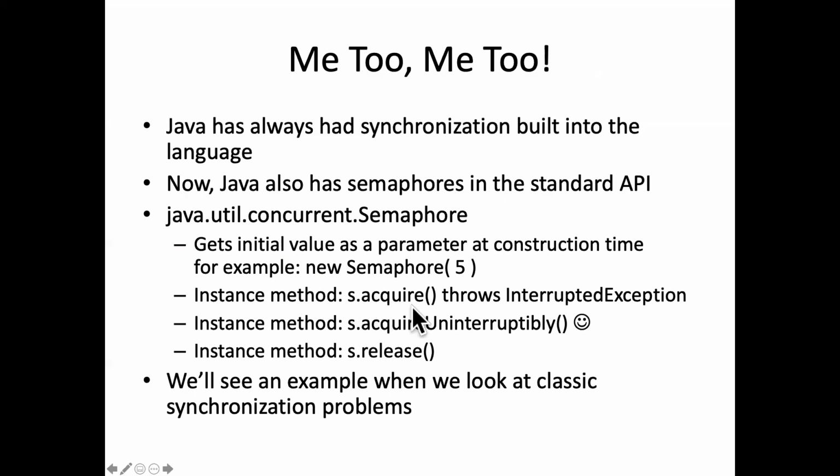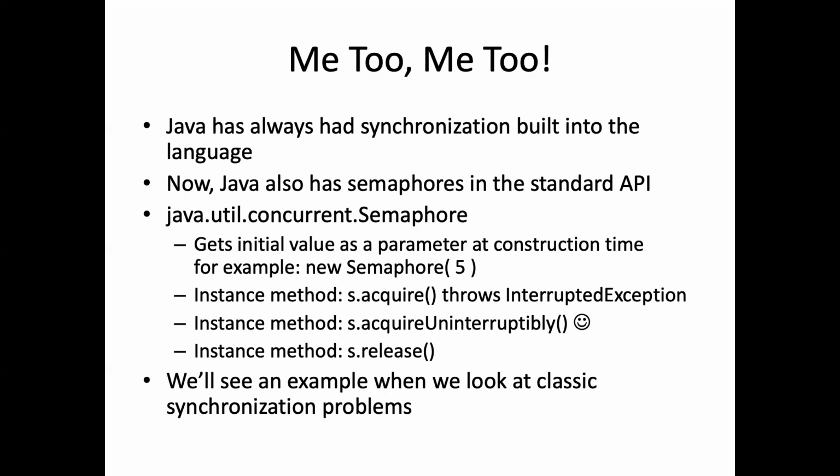If you don't want to have to worry about that, there's a version with a slightly longer name, acquireUninterruptibly, that does not throw that exception. If an interrupted exception happens, I think internally it just catches it and tries to acquire again. So if you use this longer method name, you won't have to worry about try catches for these calls. And then the release on a semaphore is s.release. So the same names we've been using so far.